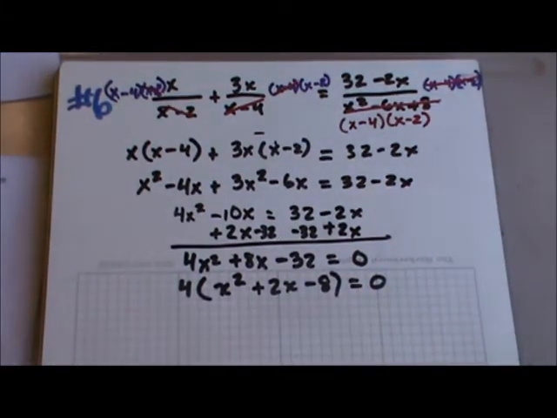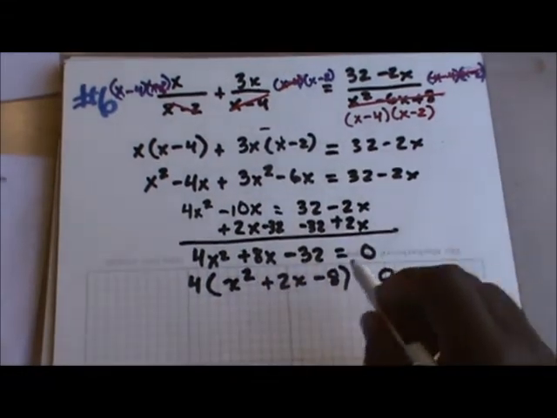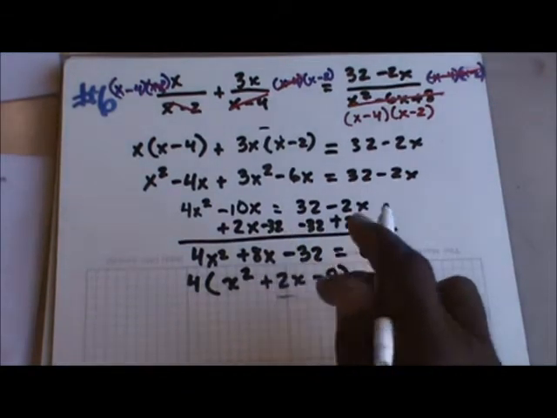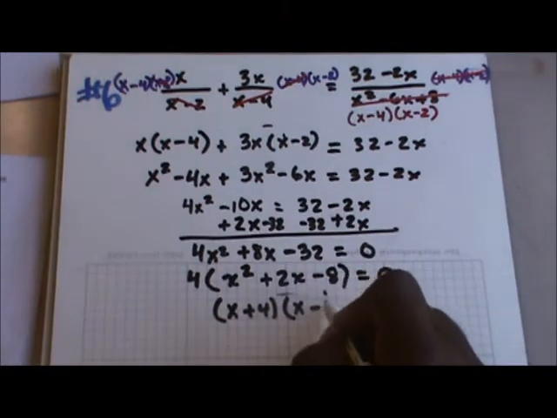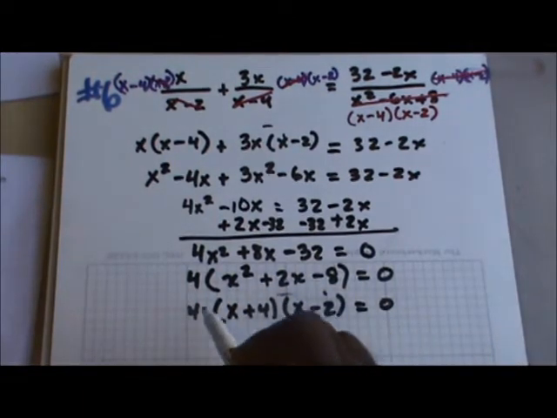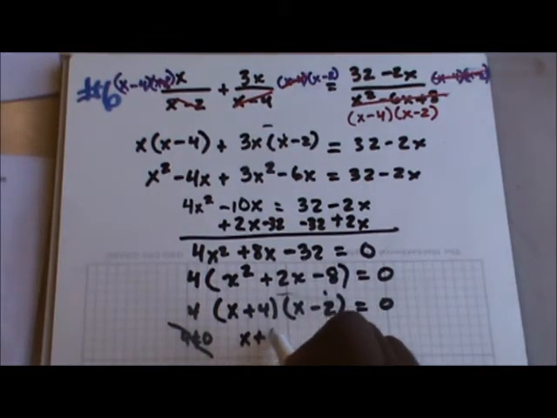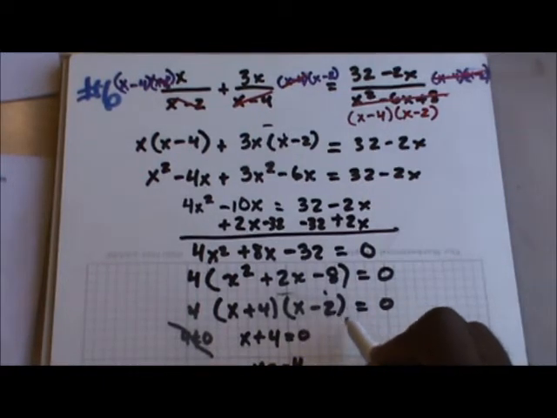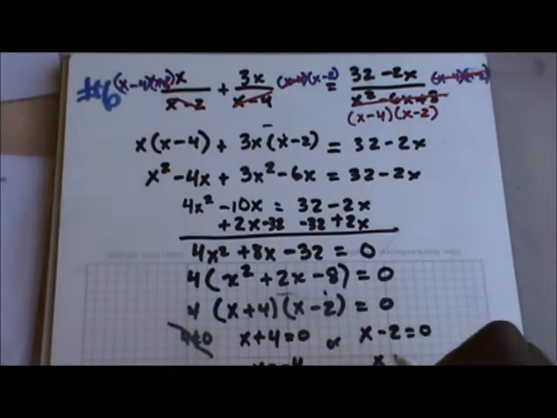Now factoring what's in the parentheses, we're looking for two numbers that give us a product of -8 and a sum of 2. Those factors are x plus 4 and x minus 2. Now from here, zero product rule. 4 is never equal to 0. We have x plus 4 is equal to 0, which means x is equal to -4, or x minus 2 is equal to 0, which means x is equal to 2.